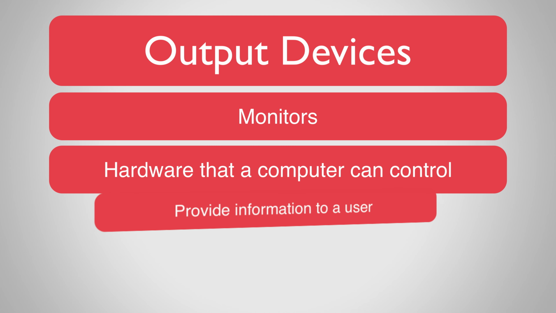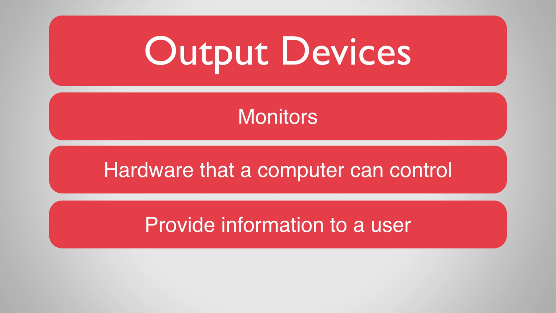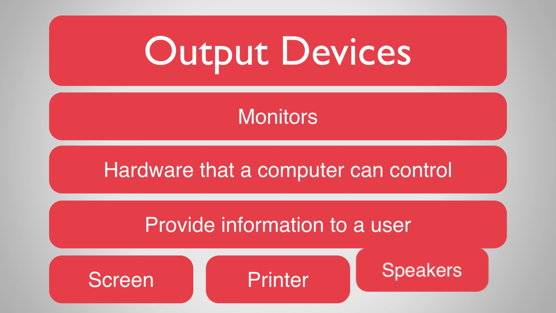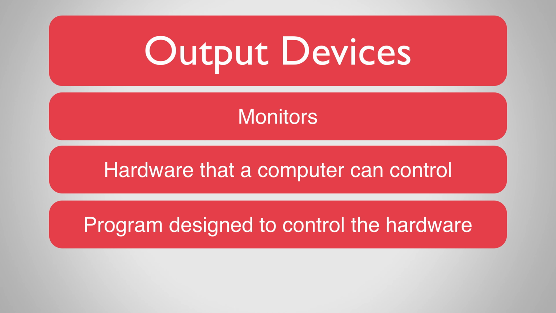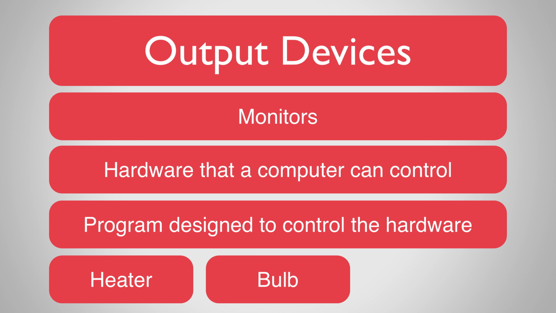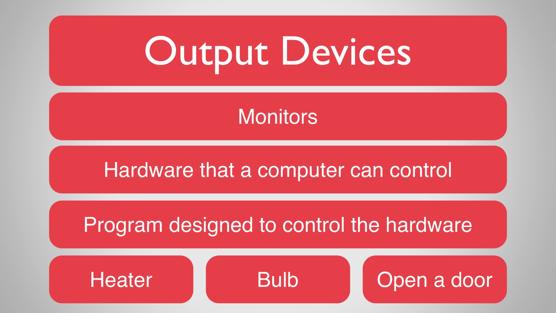An output device is any piece of hardware that a computer program can control. Often this is done to provide information or feedback to a user, such as through a screen, a printer, or a pair of speakers. However, sometimes the sole purpose of a computer program is to control the hardware. That's why the program was coded. For example, a computer program might be coded to turn a heater on or off, or to change the brightness of a bulb, or even to open a garage door when a car approaches.